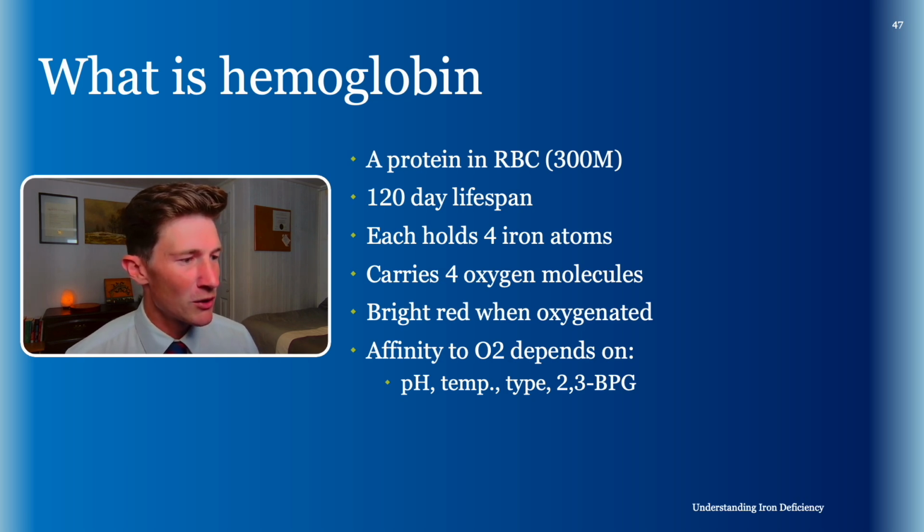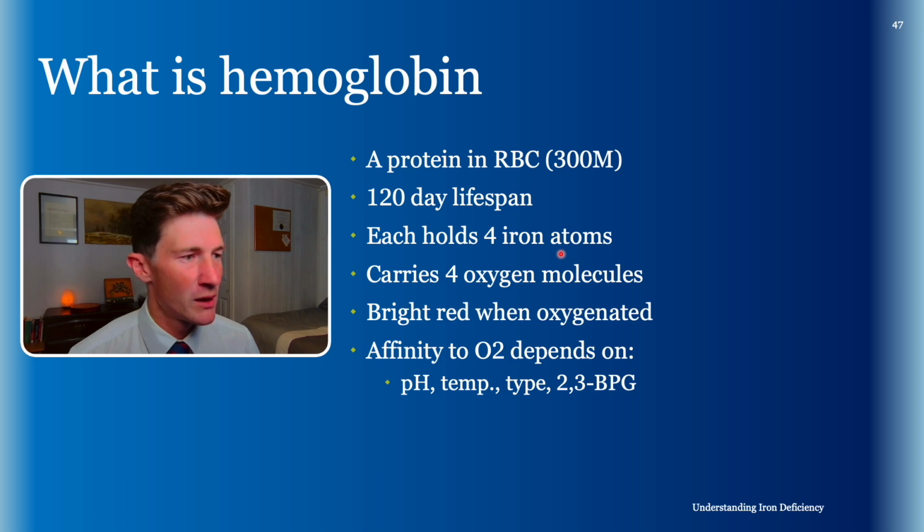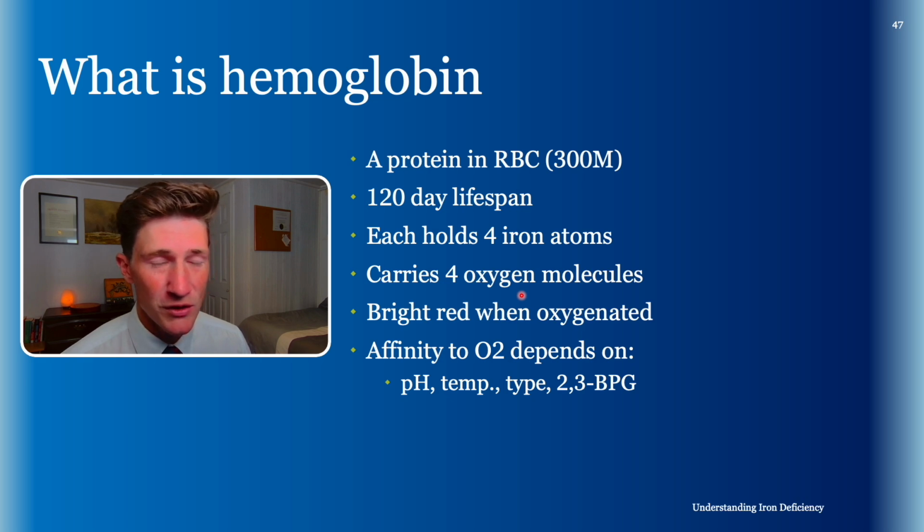So each hemoglobin molecule has 4 heme groups, and each heme group holds 1 iron atom. So there are 4 iron atoms per hemoglobin molecule. That means that you can carry 4 oxygen molecules because each iron atom helps to carry 1 oxygen molecule. And in an oxygen molecule, O2, there are 2 oxygen atoms, so 8 oxygen atoms, 4 oxygen molecules.